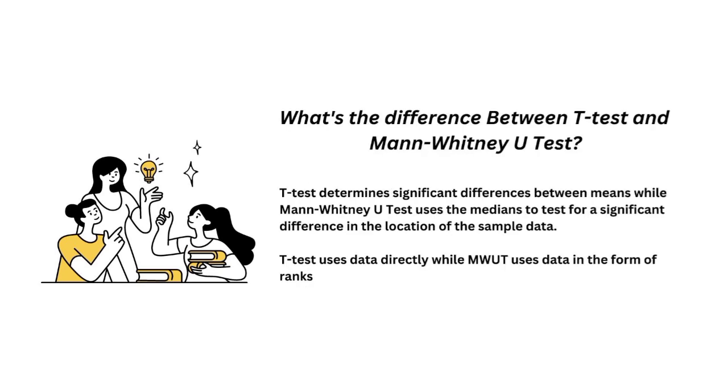So now, what's the difference between t-test and Mann-Whitney U Test? Commonly, t-test determines significant differences between means, while Mann-Whitney U Test uses the medians to test for a significant difference in the location of the sample data. Also, t-test uses the data directly, while Mann-Whitney U Test uses the data in the form of ranks.